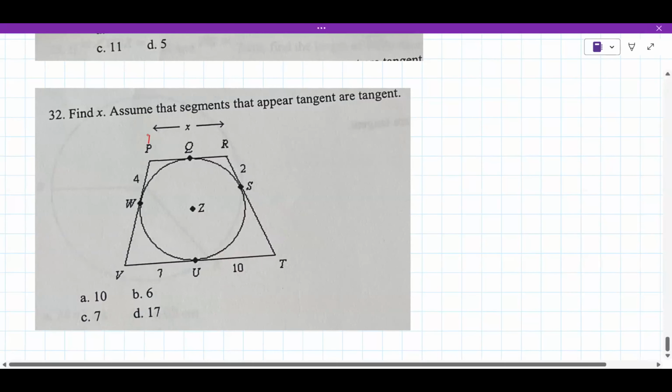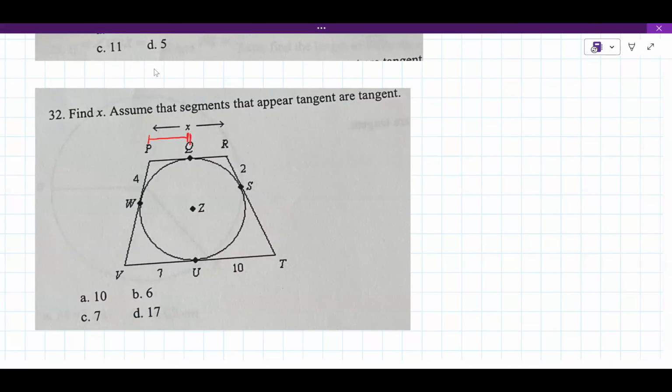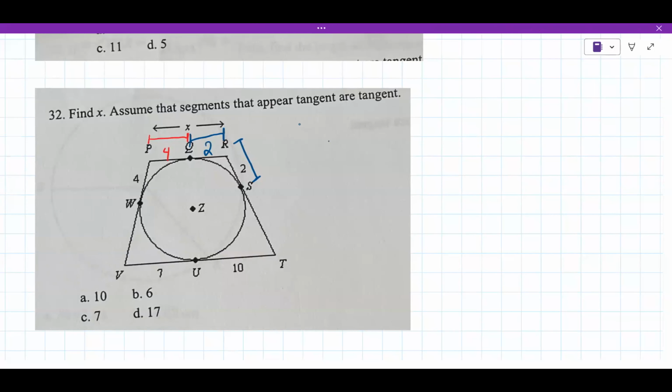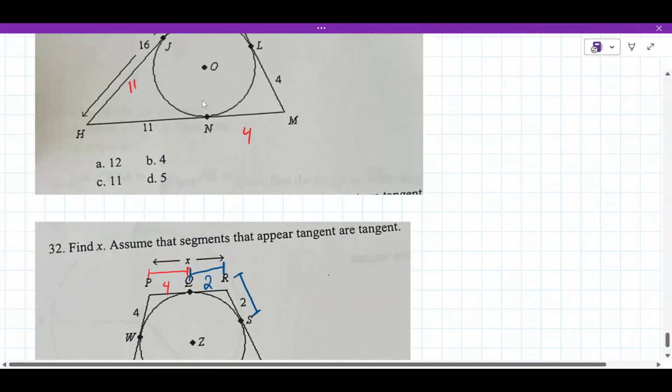Can you find, for example, P to Q? P to Q would be the same as RS, right? Nope. Q to R is the same as R to S. Oh, okay. So then PQ would be 4. What is Q to R? Q to R is 2. Oh, sorry, I thought you meant PR, the whole thing. Yeah, the whole thing is 6. Okay, so what is X? X is 6. Good. Okay, now I'm seeing it.